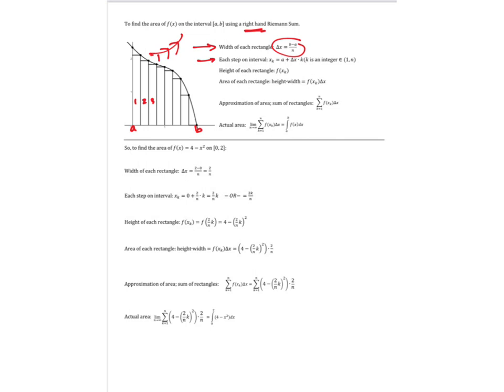Each step on the interval is going to be found by using x sub k, where we start at A, being the first number on your interval. We start at A, and then we hop out delta x times k. So if I'm talking about the third rectangle here, I'm talking about 3 away, at a distance of delta x apiece from my starting value A.